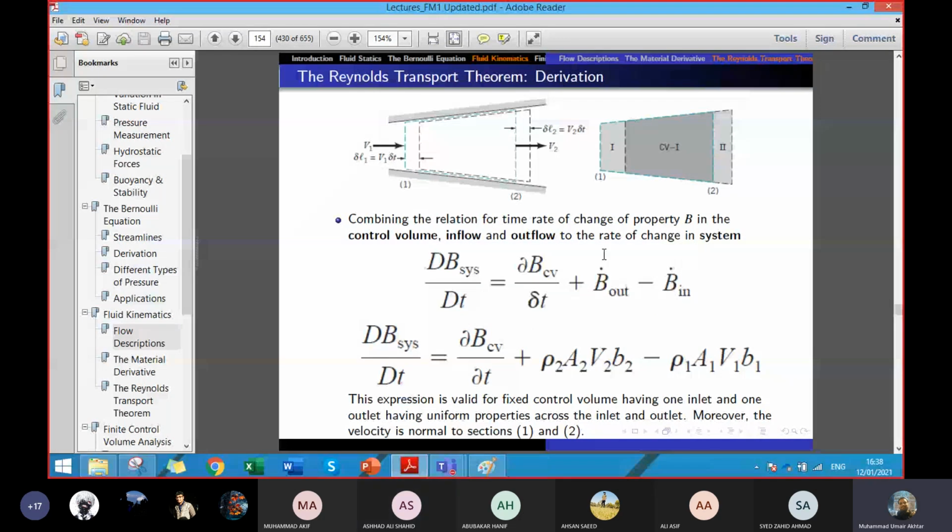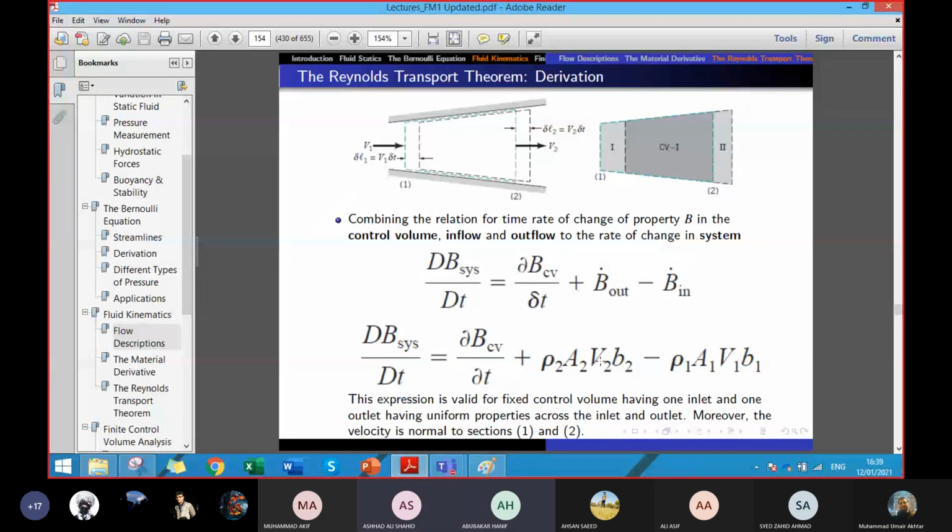Yes sir. So the first term is the unsteady term and the other two terms are the flow rates, not the mass flow rates but the property flow rates, whatever the property we will decide. This equation is valid for a fixed control volume, because we have defined that it is a fixed control volume, and this is only valid for one inlet and one outlet. If there is more than one inlet and more than one outlet, what will we do? We'll talk about the net. We'll combine the sum of all the inlets and the sum of all the outlets, and then we'll make them one inlet and one outlet. Clear?